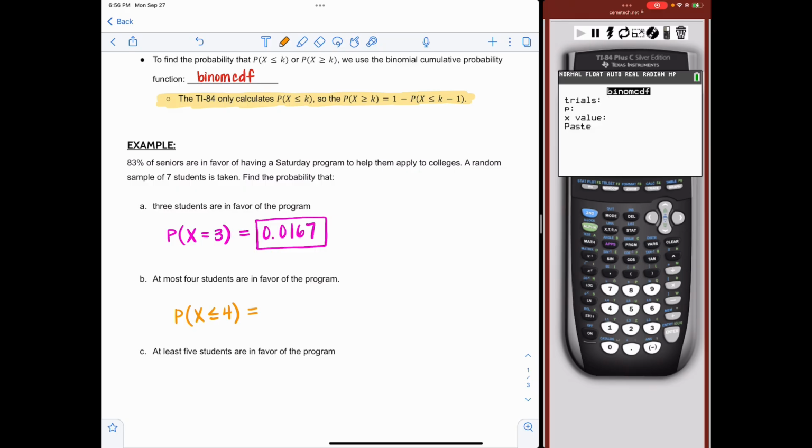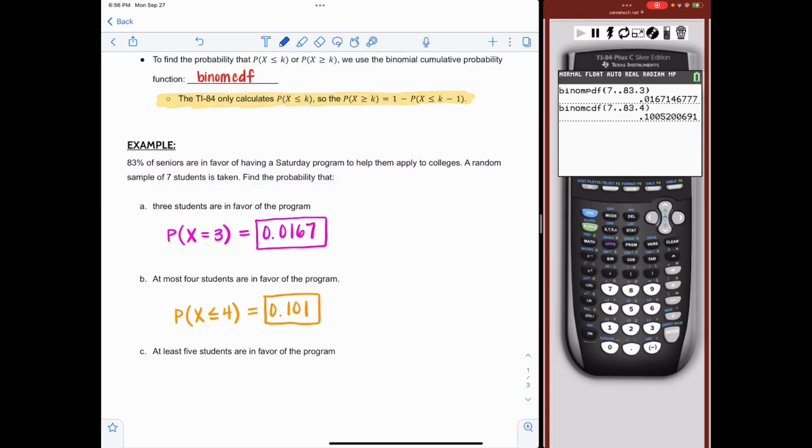Okay. So we have 7 students, so that's 7 trials. It's an 83% chance of being in favor of it. And then for the x value, we have to do less than or equal to 4, so 4 is my upper bound. And I'm going to paste it, and I end up having 0.101 if we round it to 3 sig figs, or 1.01%. All right.